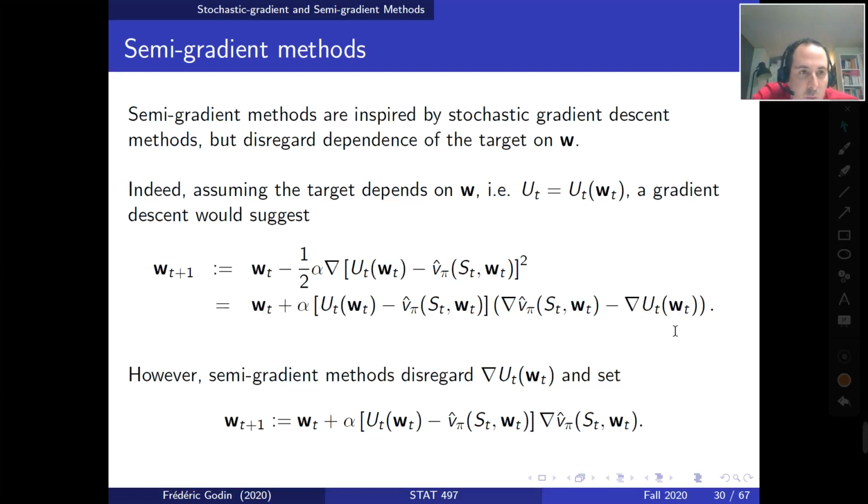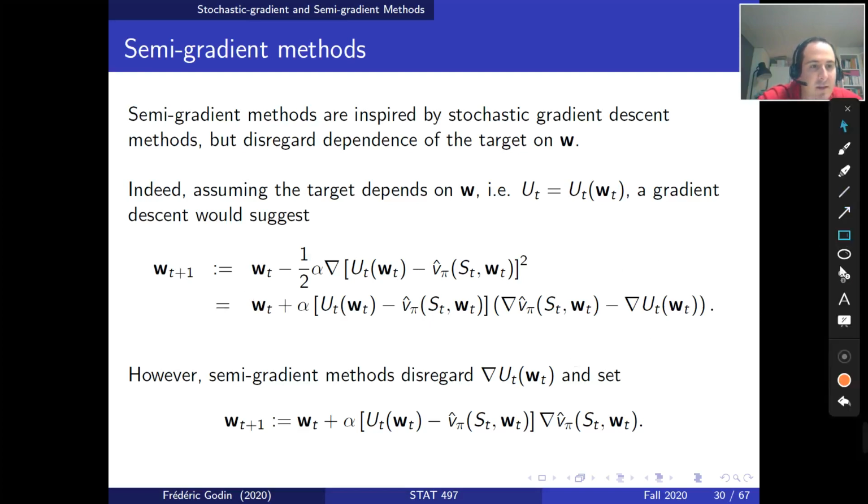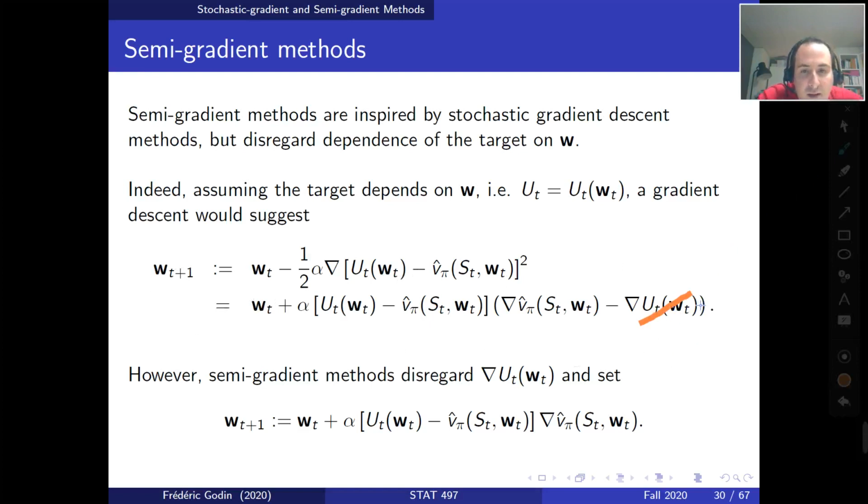So if we were rigorous about updating the parameters, there would be this term here, the gradient of the target U_t with respect to the weights, which would appear here. This would be the stochastic gradient method. But since we disregard this term, we obtain the following equation here.